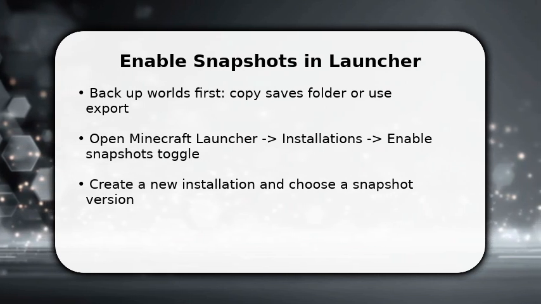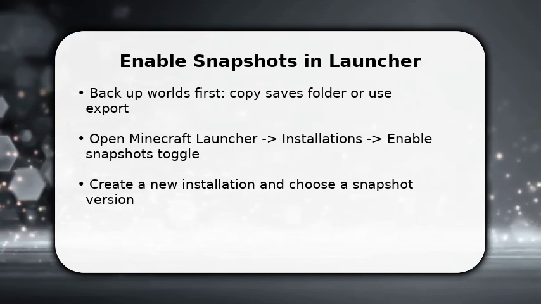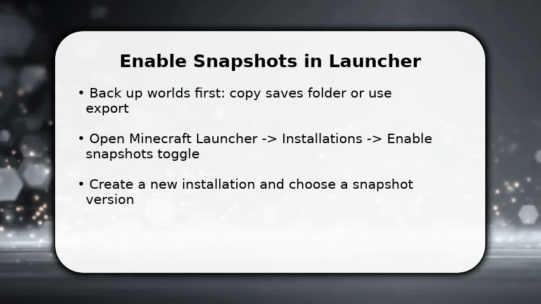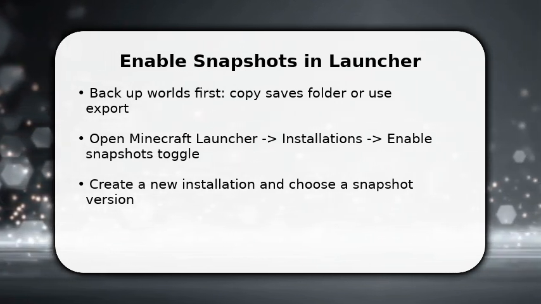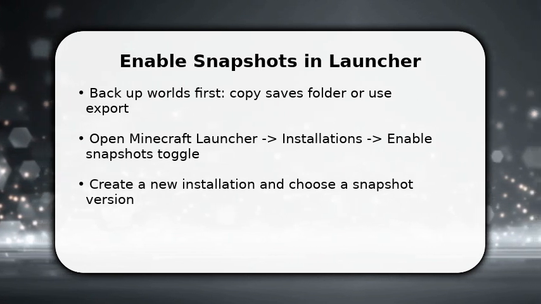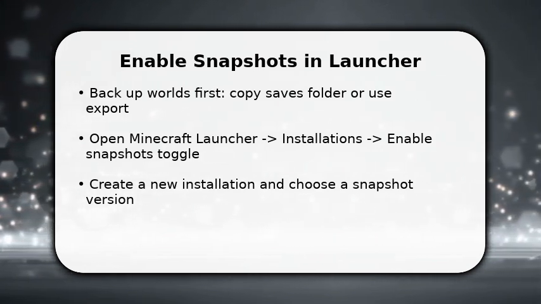Next, click New Installation, name it, and select the snapshot you want from the version dropdown. You do this to isolate experimental changes from your stable profile and prevent accidental data loss.